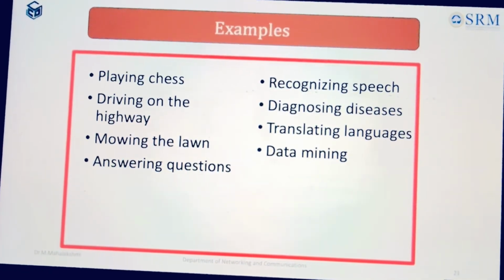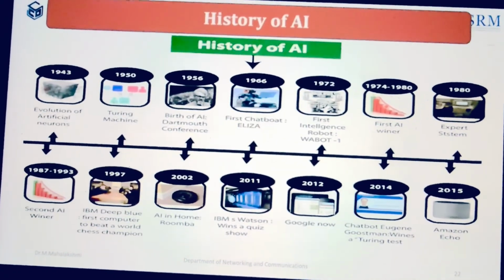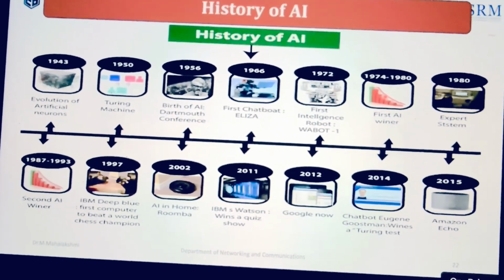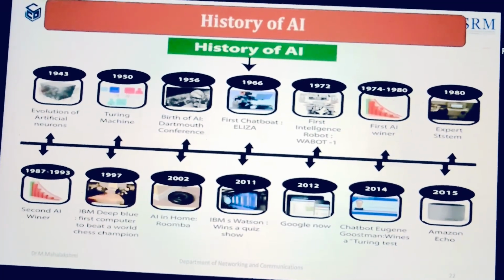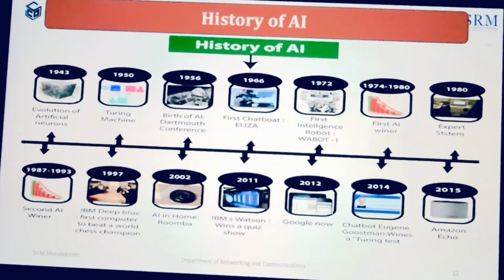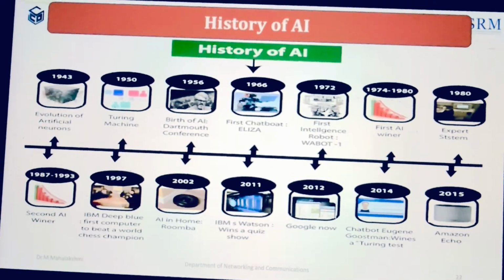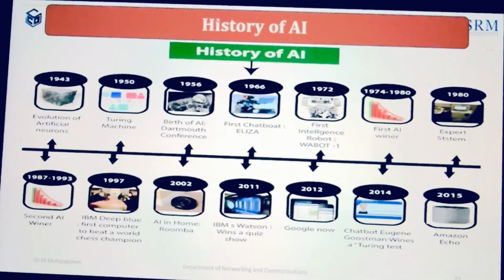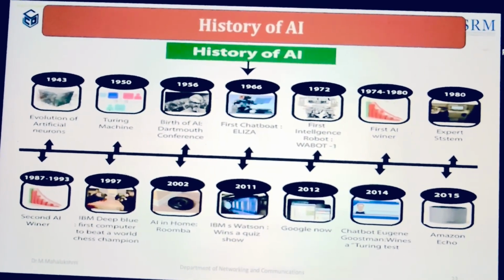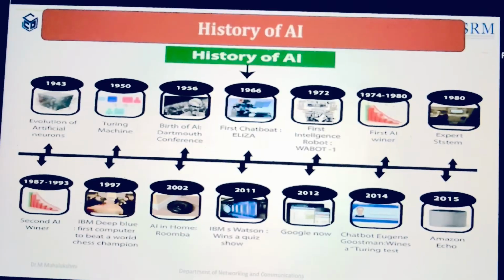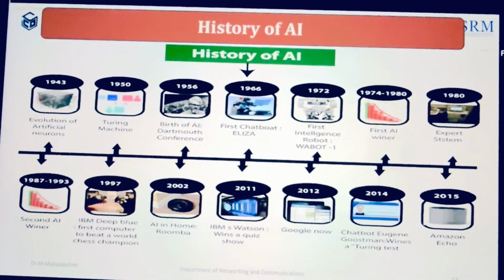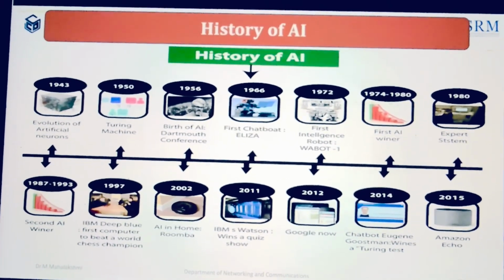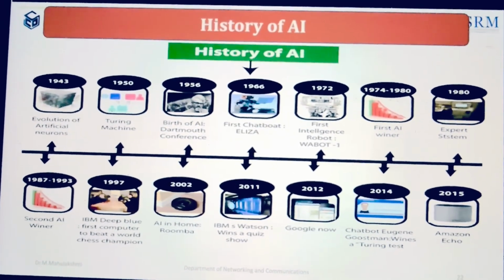These are some examples of AI we all know. Now the history of AI. Initially, in 1943, when they were able to develop artificial neurons, they thought they could develop artificial human beings, and machines as human beings. Then they developed the Turing machine. Then the first conference, the Dartmouth conference, where John McCarthy coined the term AI in 1956. Then in 1966, the first chatbot. These are the histories.